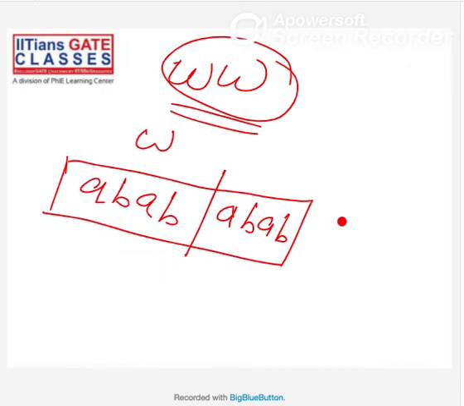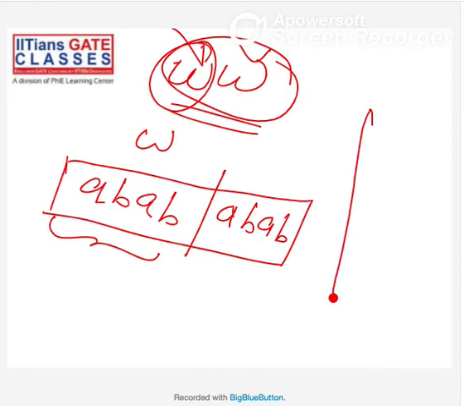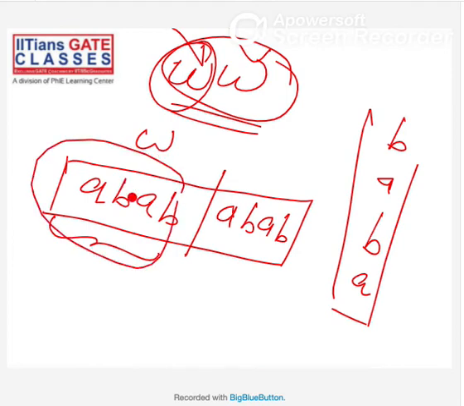Why can't you accept? Very easily you can see. What will you do when you see this W? You need to compare this W with this W. You need to do this comparison. So you need to remember what this W is. Where will you remember it? You will remember it in the stack. So you will push this AB on the stack, because you need to compare this first half with the second half. This first half must be equal to the second half.